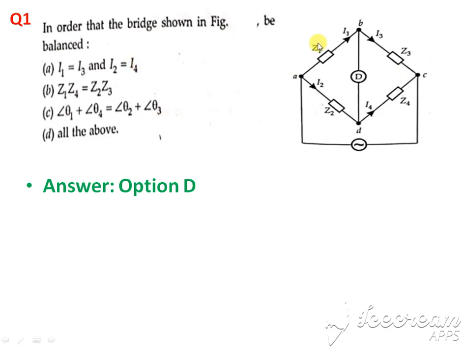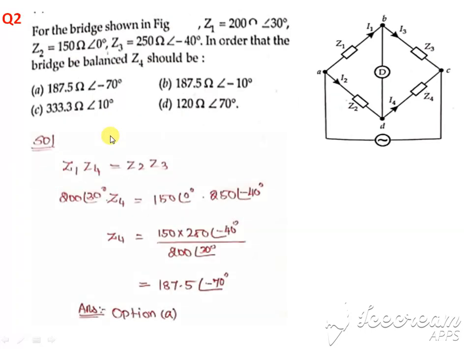Another condition is product of opposite impedance are equal. That means Z1 Z4 is equal to Z2 Z3. So option B also correct. Third condition, sum of opposite angle are equal. So theta 1 plus theta 4 is equal to theta 2 plus theta 3. All the three are correct. So the answer is option D, all the above.